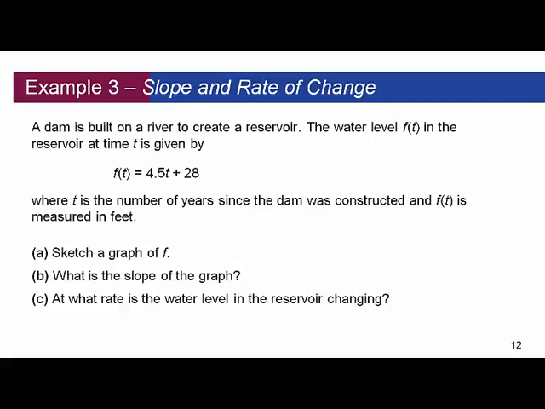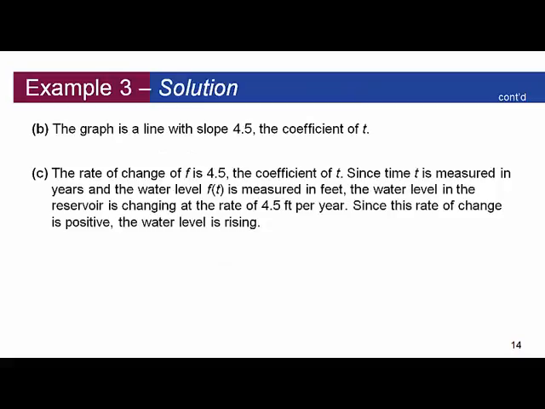4.5t, that's my m, so it's a slope of 4.5. Since time is measured in years and the water level is measured in feet, the water level in the reservoir is changing at a rate of 4.5 feet per year, right? So we already knew it was a rate of 4.5. All we had to do was add in the units of measure, right? So instead of just 4.5, we can say 4.5 feet per year. And since it's positive, we know that the water level is going up.